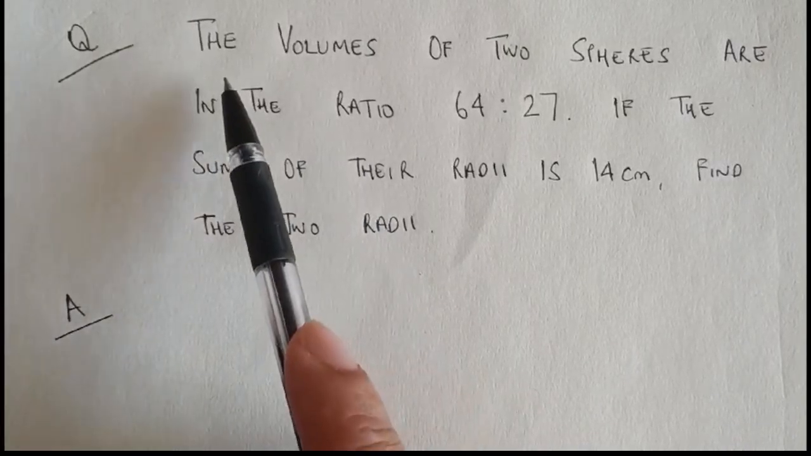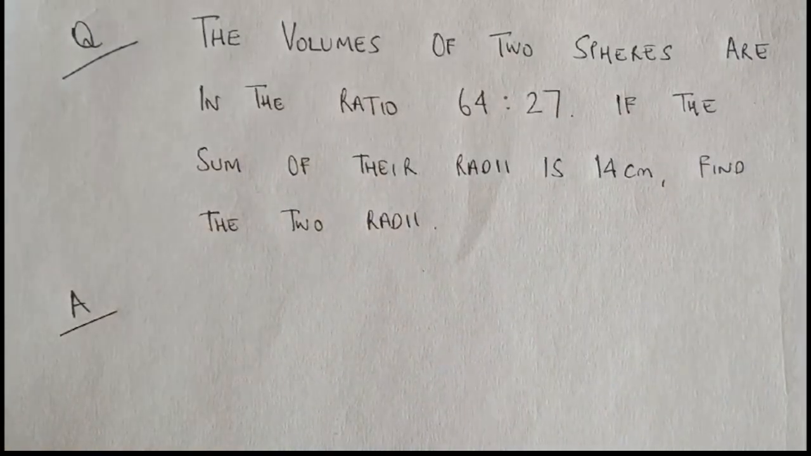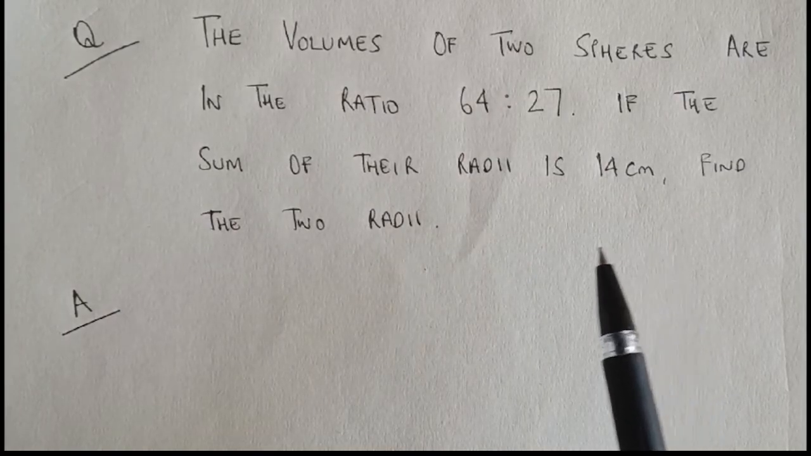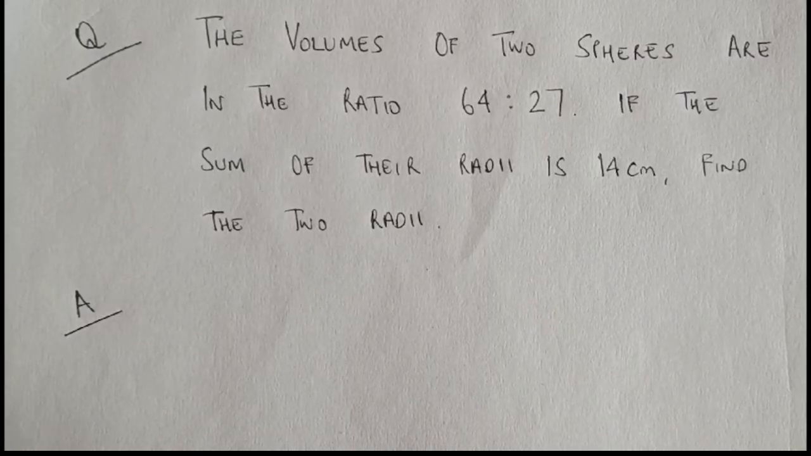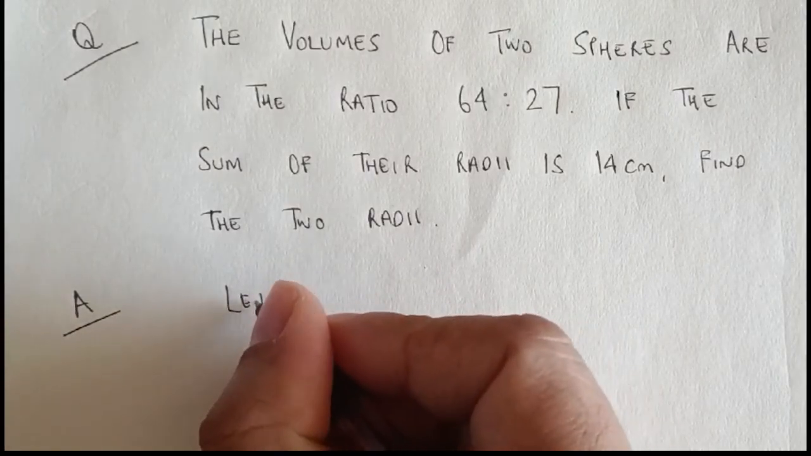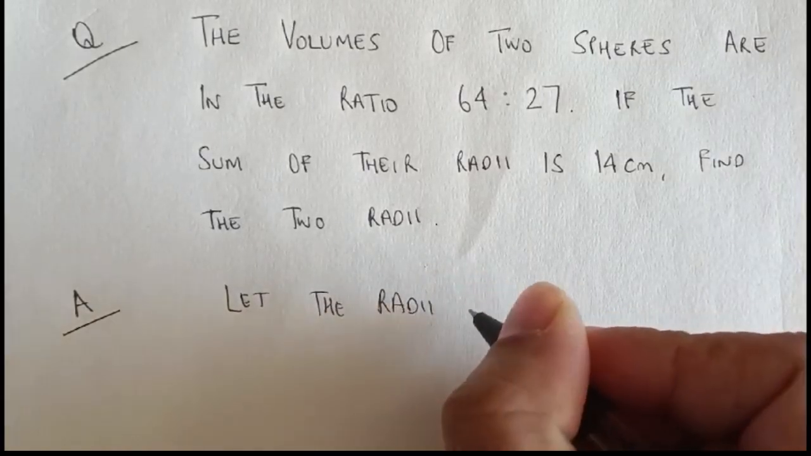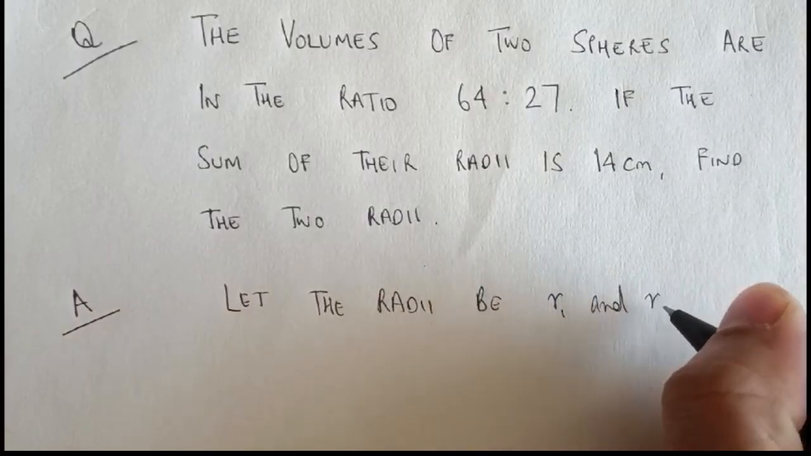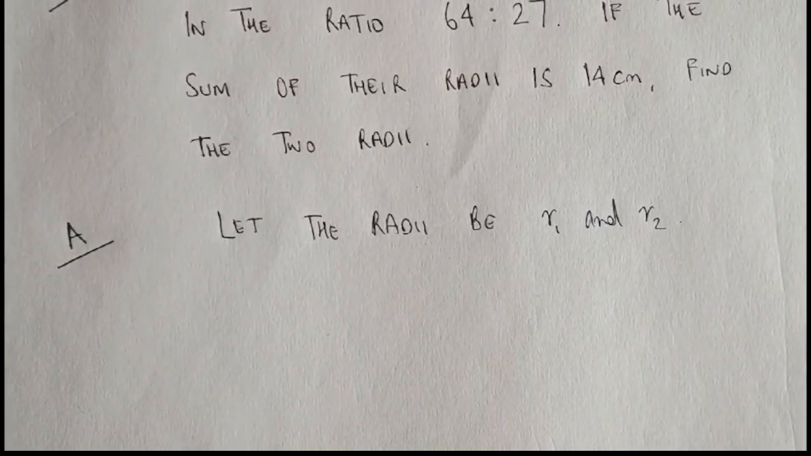The first question is: the volumes of two spheres are in the ratio 64:27. If the sum of their radii is 14 centimeters, find the two radii. Very simply, our first step here will be: let the radii be R1 and R2.